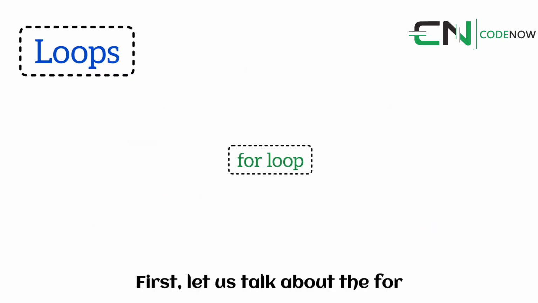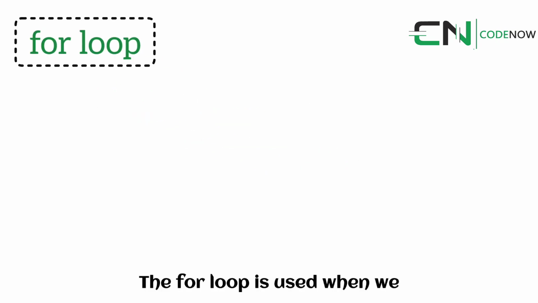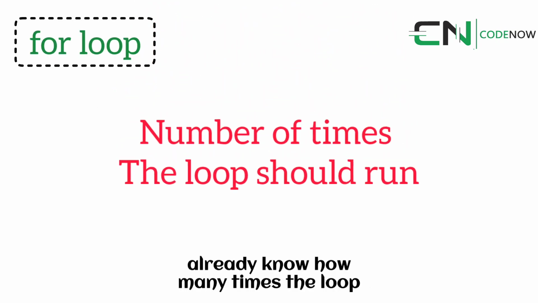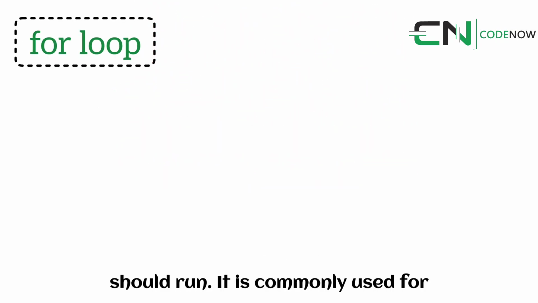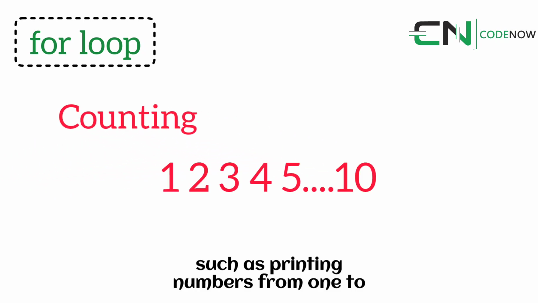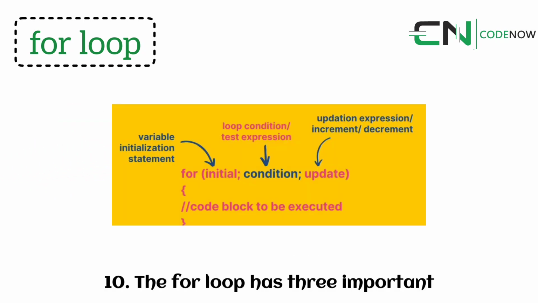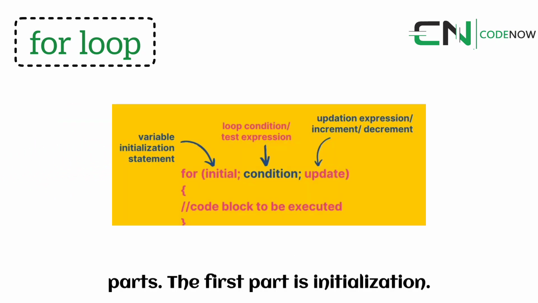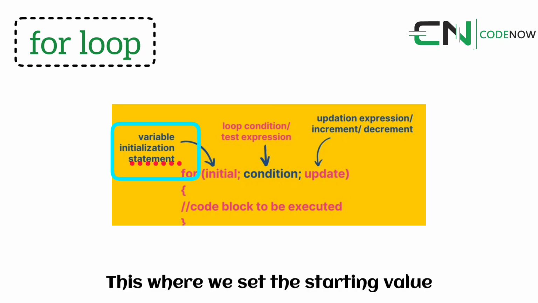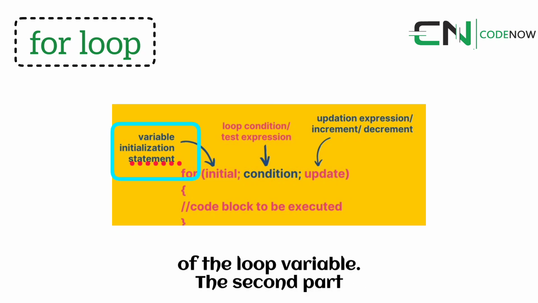First, let us talk about the for loop. The for loop is used when we already know how many times the loop should run. It is commonly used for counting, such as printing numbers from 1 to 10. The for loop has three important parts. The first part is initialization. This is where we set the starting value of the loop variable.